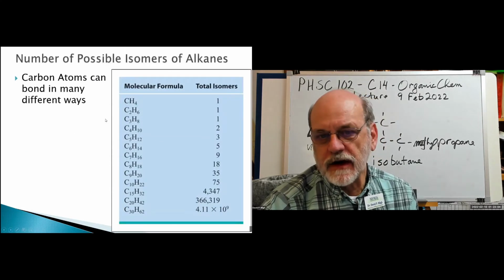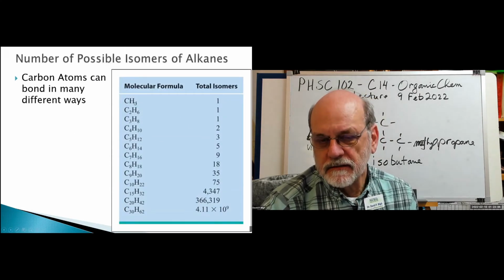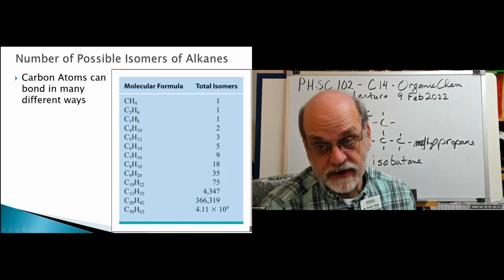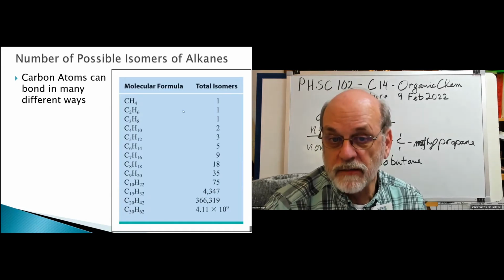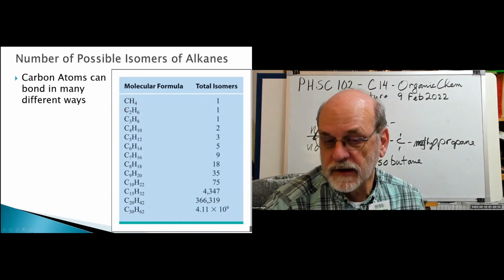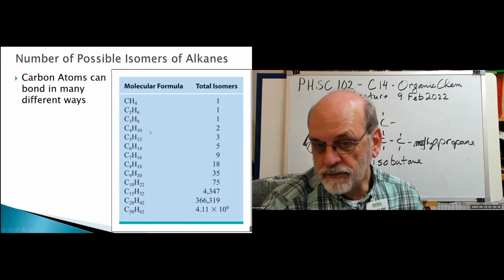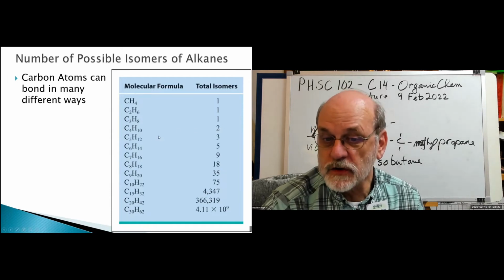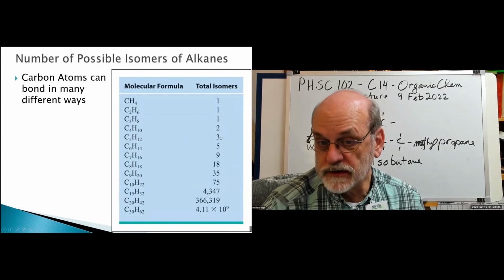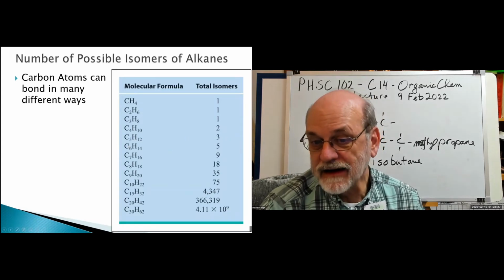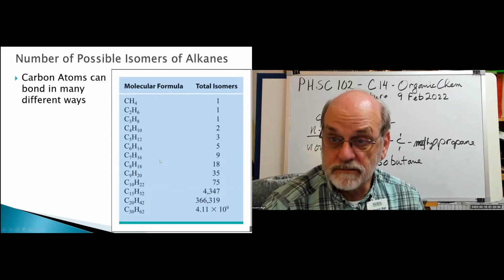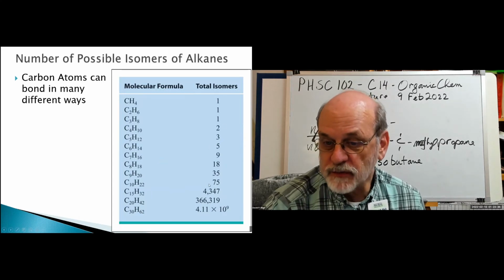So here's a list of the alkanes and the possible number of isomers that can be derived from each molecular formula. And notice here, butane is the first one where you can get more than 1. Butane has 2, pentane has 3 possible ones. Hexane has 5 possible. Heptane has 9, octane has 18. It starts to balloon the number of possible isomers you can get.